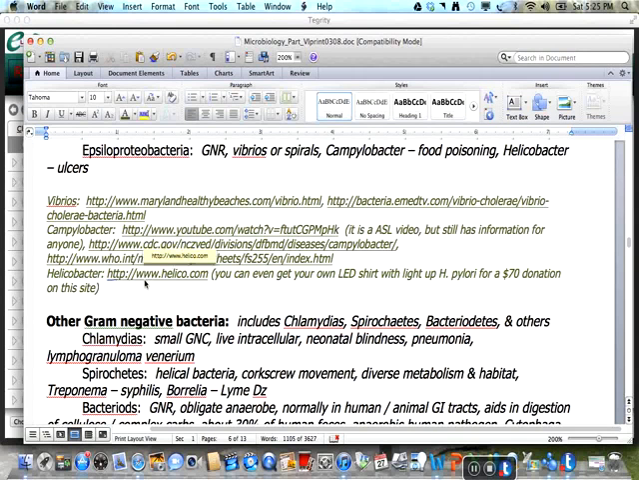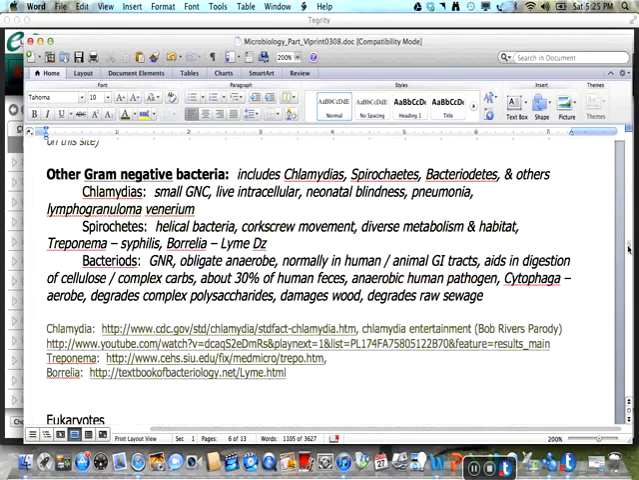And then this last website is on Helicobacter pylori. This group studies it, and if you're really interested in H. pylori, you can order your own LED shirt there with a $70 donation that lights up with the bacteria on the front.